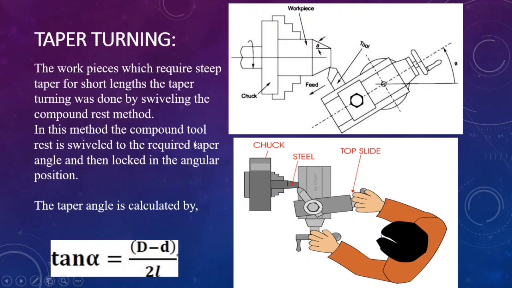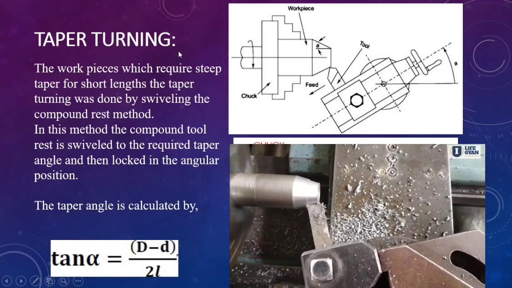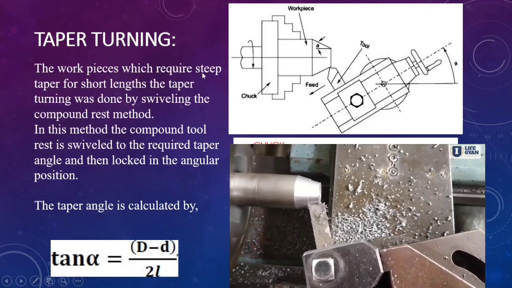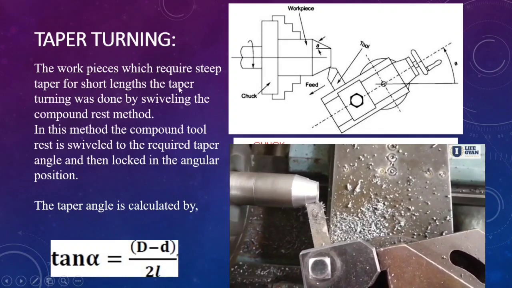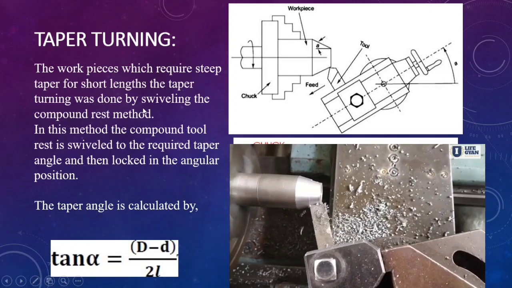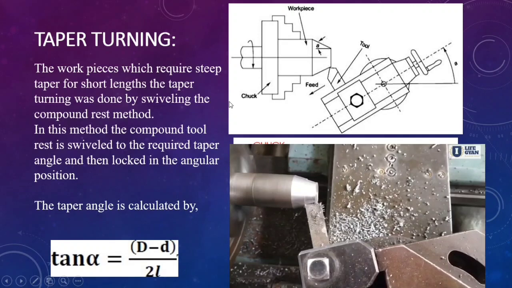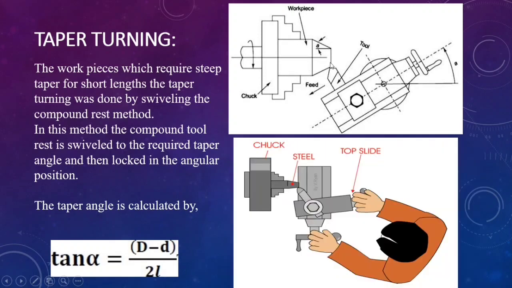So next is taper turning. What is this taper turning? The workpiece which requires a steep taper for a short length, the taper turning is done by swiveling the compound rest method. You can see here, on the cylindrical surface you want the taper turning. If you want taper turning operations on the cylindrical surface, in this type of operation you are going to use the compound rest. You can see this is the compound rest.